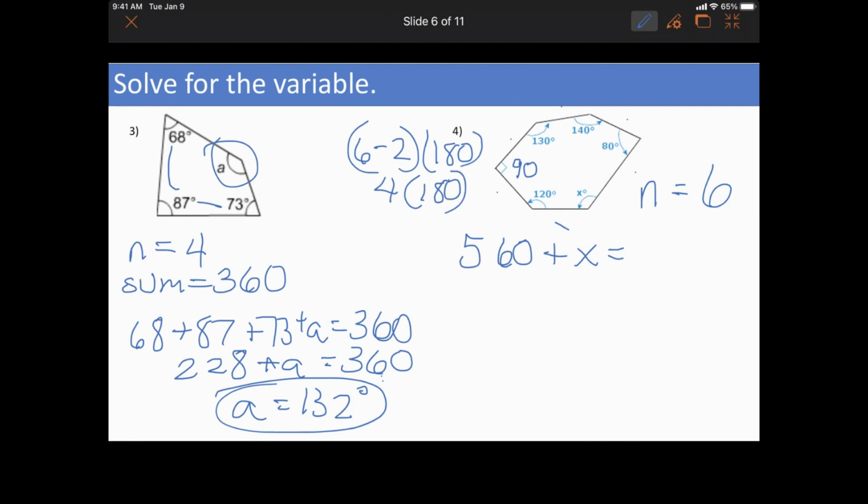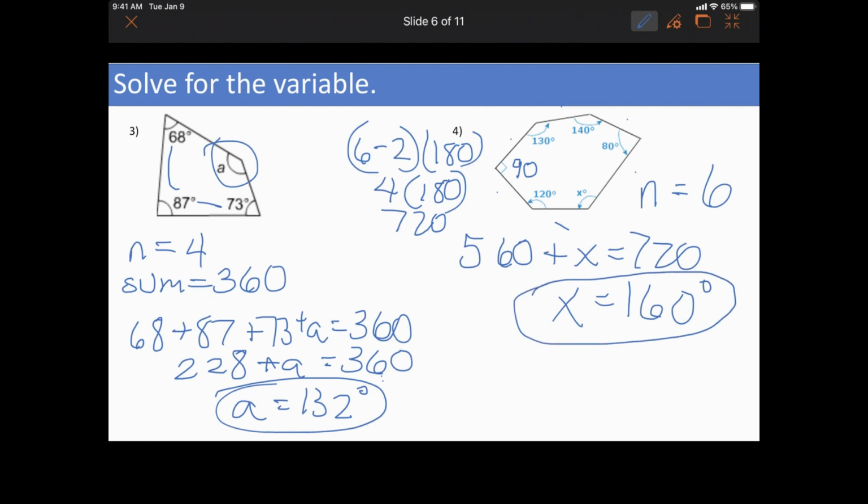I think I remember it was 720. Okay, so I'm going to say this is 720. I'm going to subtract, and it looks like 160. Just going to double check because I can. Yeah. And it's a good habit to double check.